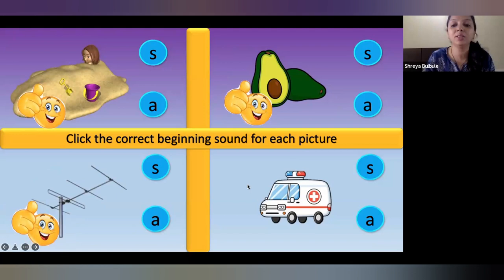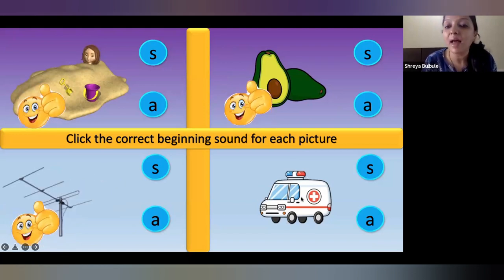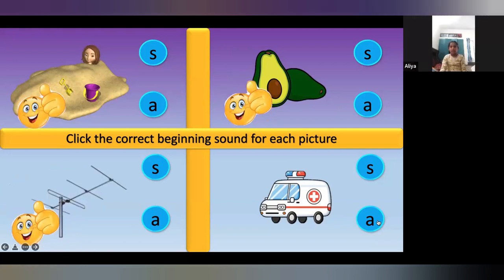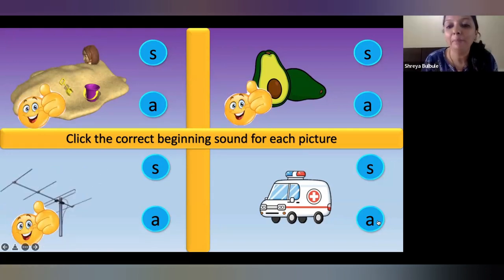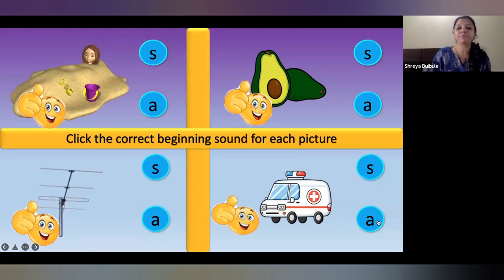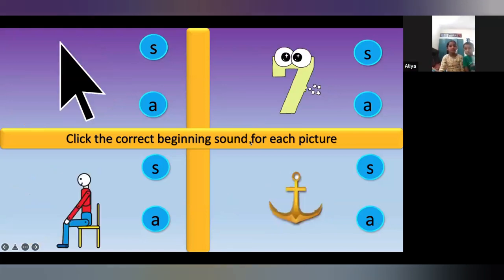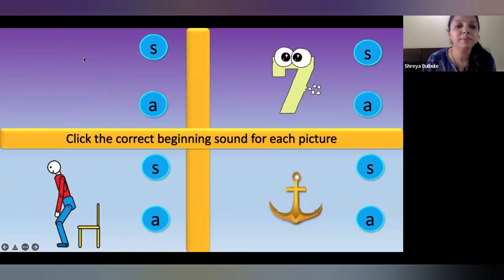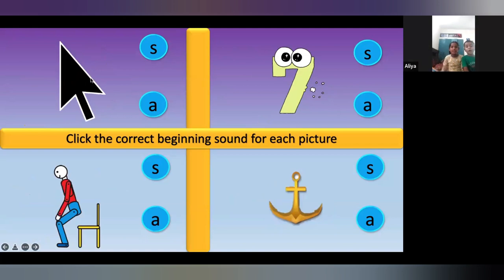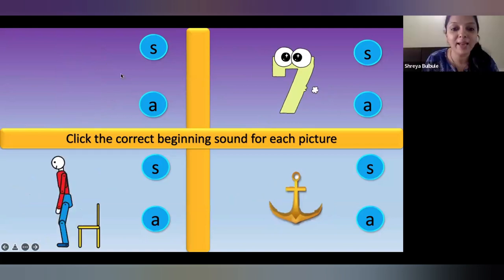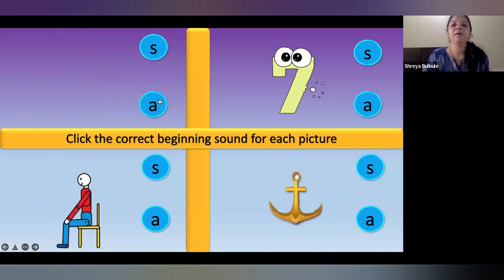Now this, we've already done this. What is this? This is an ambulance. Your answer should be ambulance. Good job. Now what is this? Arrow. So what sound? Arrow. Correct. Okay, good job.